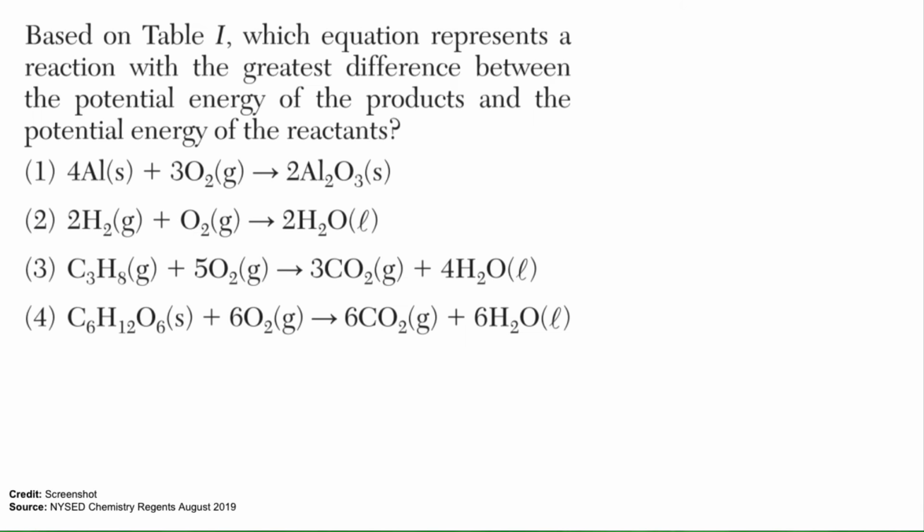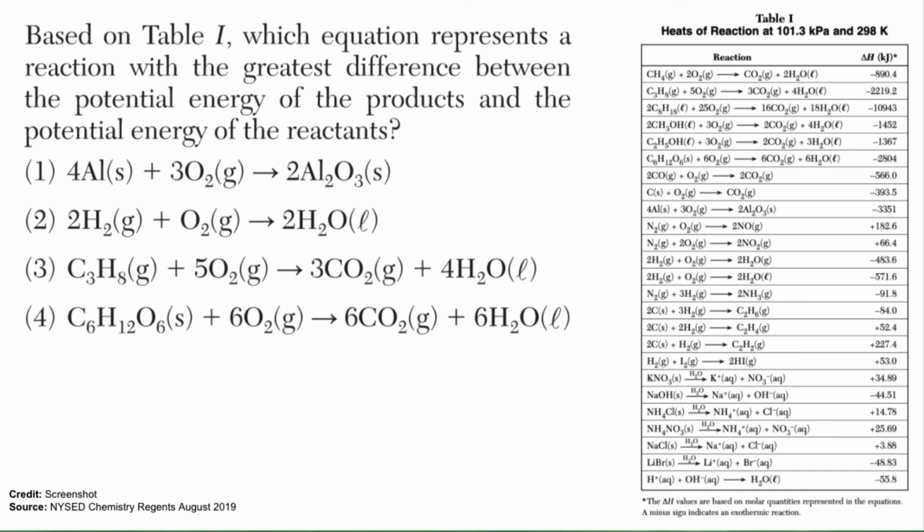Let's do one more practice problem based on Table I. So based on Table I, which equation represents a reaction with the greatest difference between the potential energy of the products and the potential energy of the reactants? Then it gives 4 different reactions: the synthesis of aluminum, the synthesis of water, the combustion of propane, and the combustion of glucose. So this seems like a very scary question until you realize that Table I is giving you all the information that you need here.